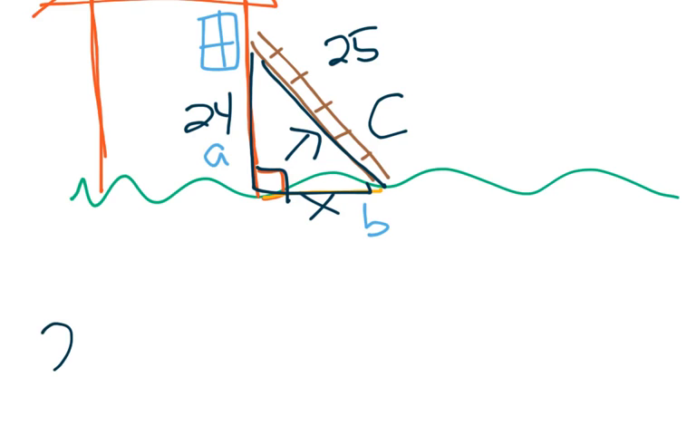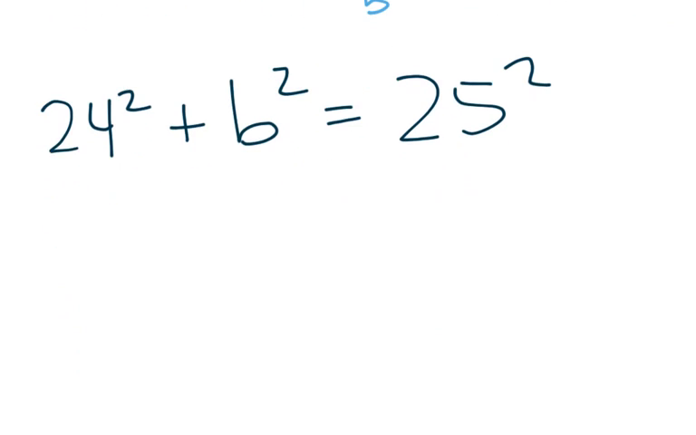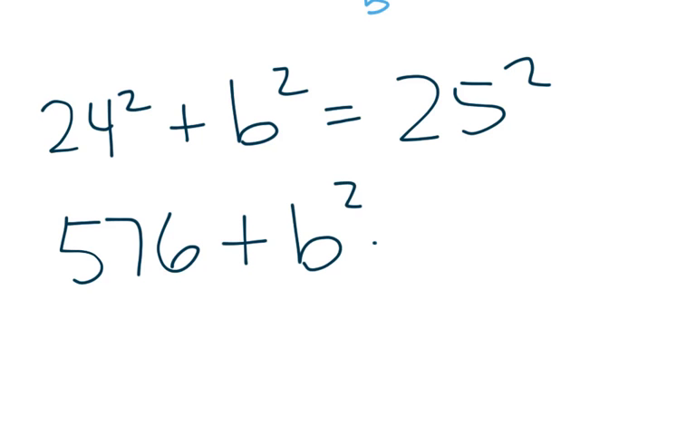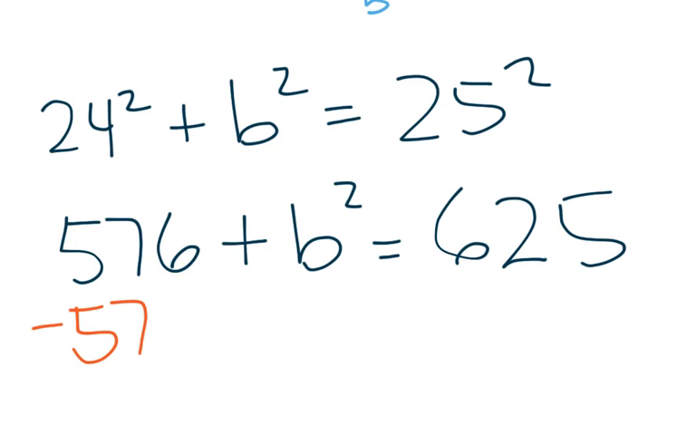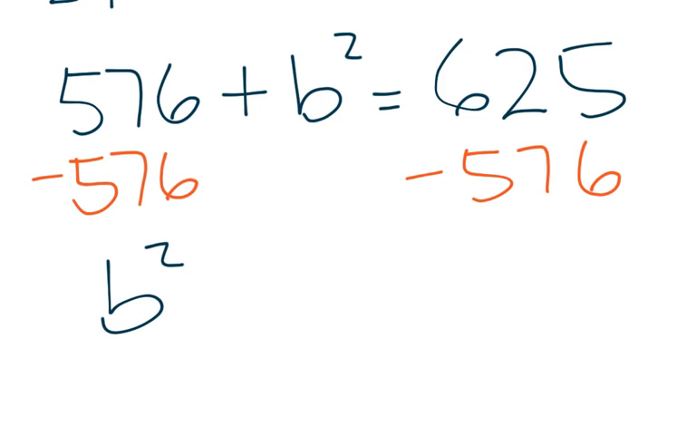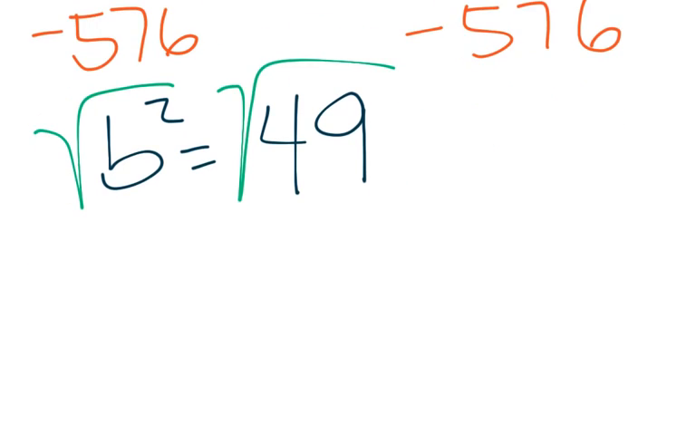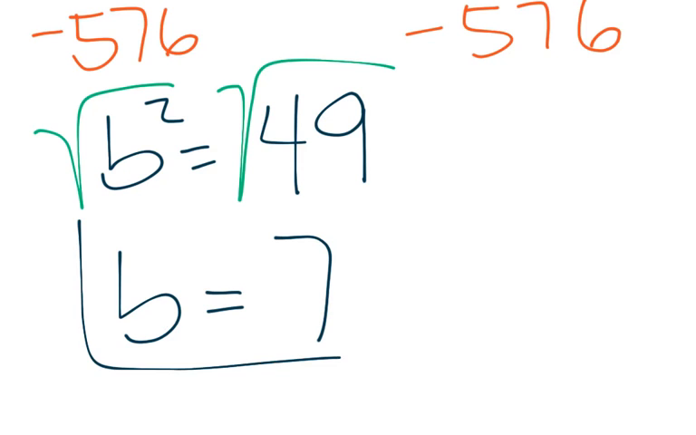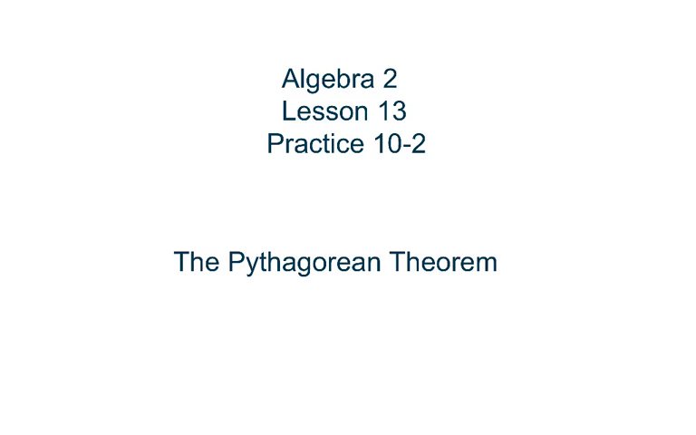So we are going to say 24 squared plus b squared equals 25 squared. So 24 squared is 576, plus b squared equals 625, which is 25 squared. Now we want to subtract 576 from both sides. And what that means is b squared equals 49. Now we want to find the square root of both sides. So that means b equals the square root of 49, which is 7. That means the ladder should be placed 7 feet away from the bottom of the building. And that is it for practice 10-2.